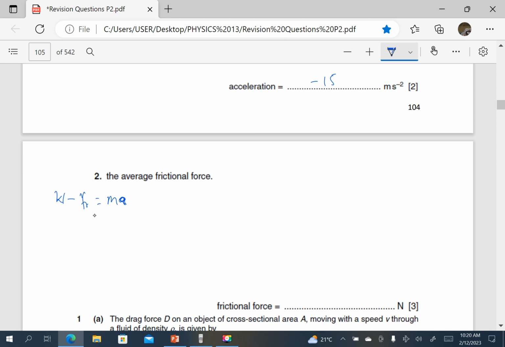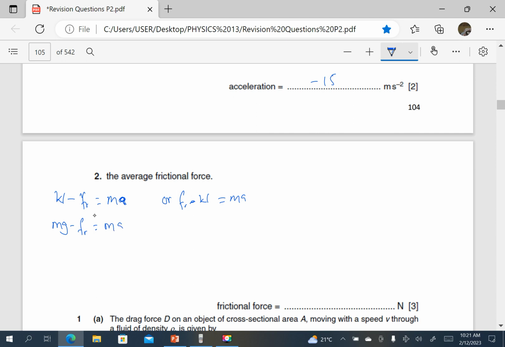If I don't want to use that negative, I can do it the other way around. I say the frictional force minus the weight is equal to ma, because the frictional force is greater than the weight. So here I will not use the negative on acceleration. The weight is going to be mg. So that is mg minus the frictional force, which I want, is equal to m times a.